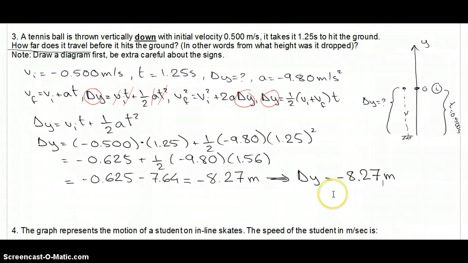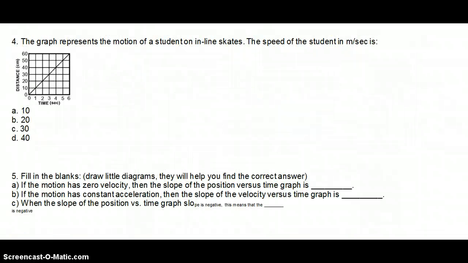I take a minute to examine my answer. I used only 3 significant figures because they gave me 3 significant figures. My answer is negative, which is logical because it's traveling downwards. If it was positive, which would have meant that it's traveling upwards, that would be suspicious. 8 meters looks logical, so I let it pass, and I can add that the ball travels 8.27 meters downwards, but this is sufficient. Now I move to question 4.